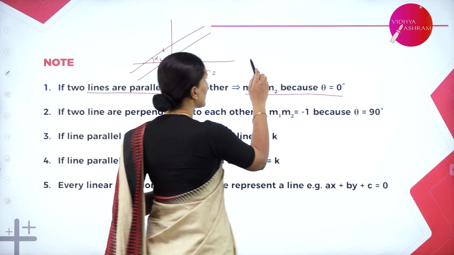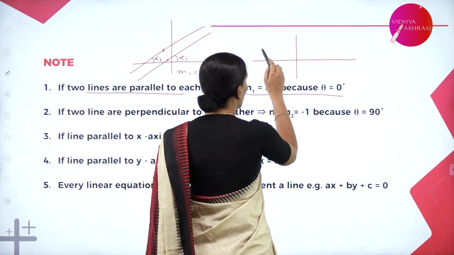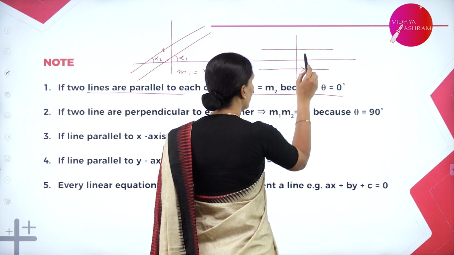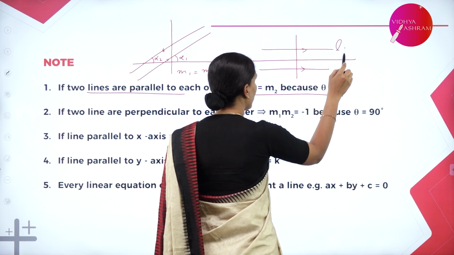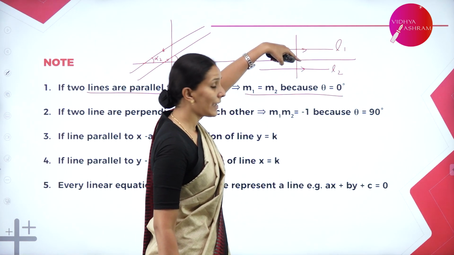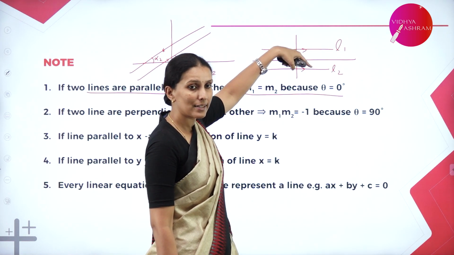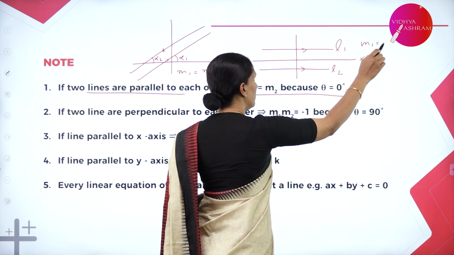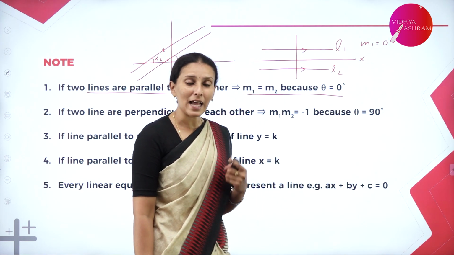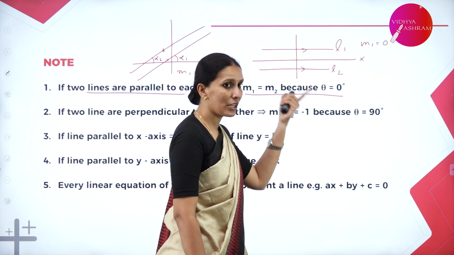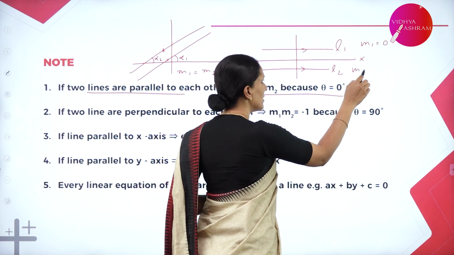And if we arise in such cases where one line is parallel to the x-axis and another line is also parallel to the x-axis, so let this be line L1, let this be line L2. Now we know that L1 is not making any inclination with the x-axis. So therefore, here the slope m1 is 0, which means alpha 1 is 0, inclination is 0. And here also inclination is 0, so m2 is 0.